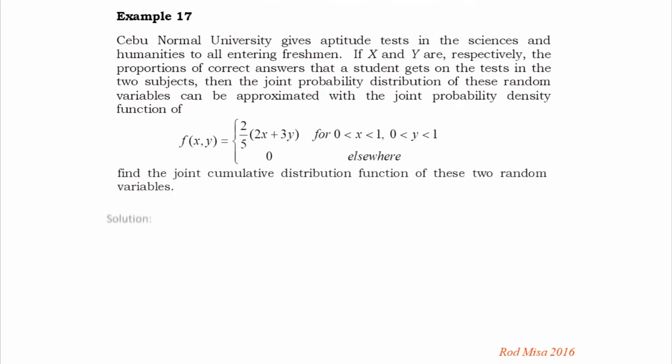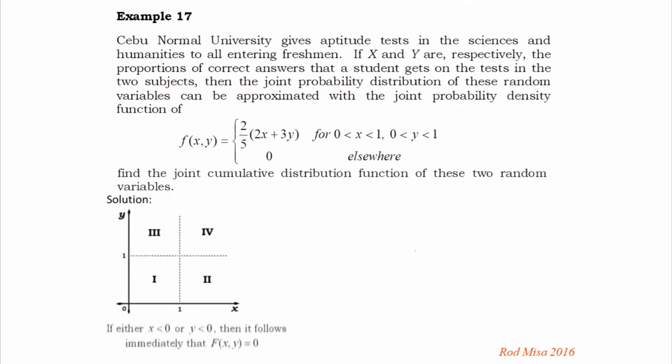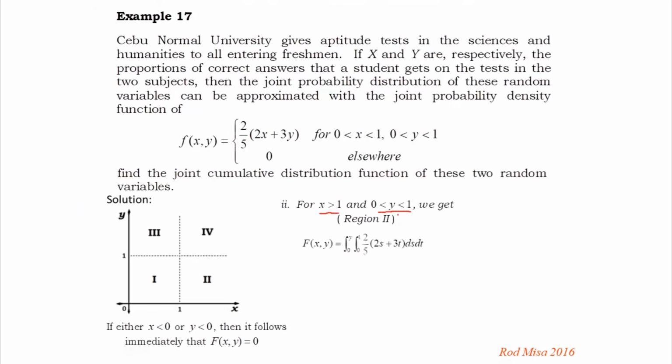And solving for the cumulative distribution function of region 2, we need to specify that our x here is more than 1 and our y is from 0 to 1. So we get our double integral of the joint PDF of 2/5 times the quantity of 2s plus 3t. And then integrating this one with respect to s from 0 to 1, since our x is greater than 1. So we need to add all possible probabilities from 0 to 1.